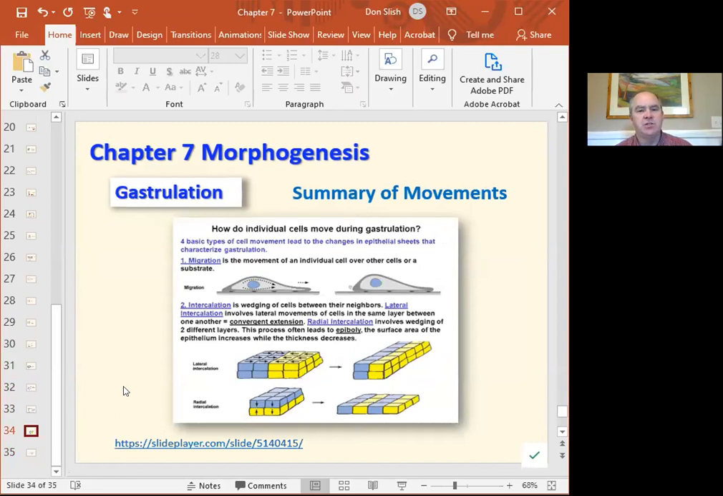It's not just these two slides, it's a whole lot of slides. So you might want to look through that. It's pretty interesting. So what are the four different movements that happen for morphogenesis?